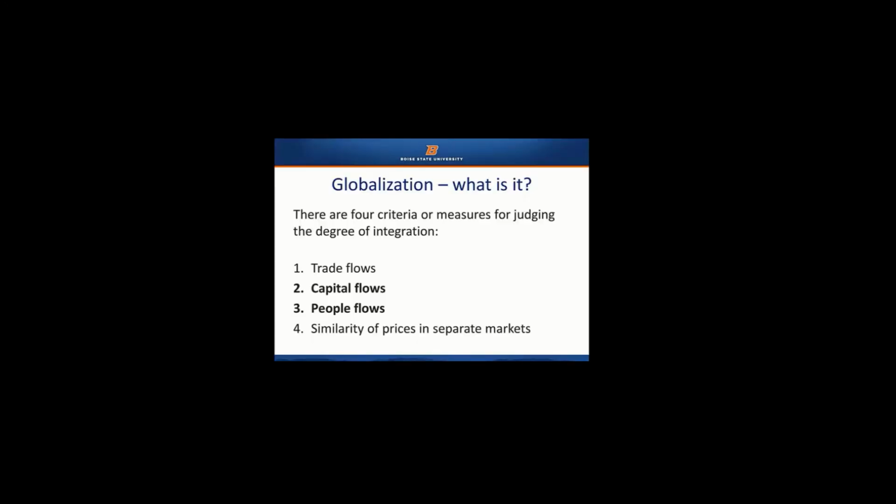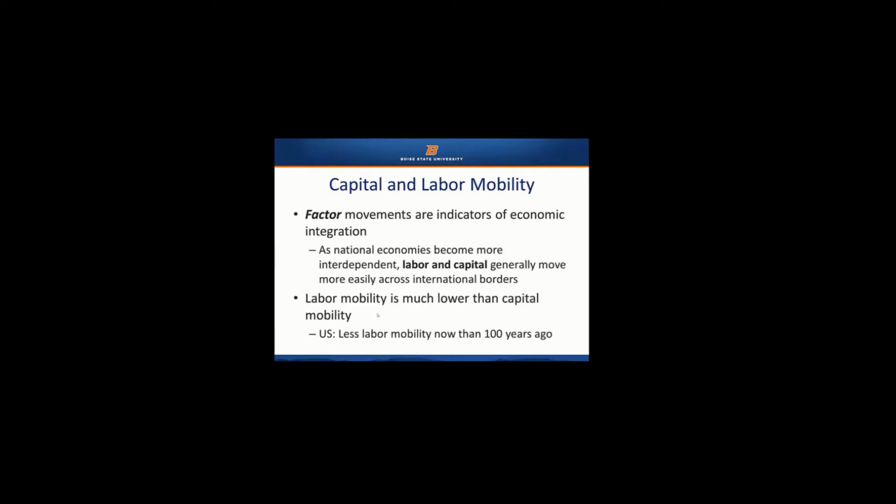And remember where we left off before. We were looking at the criteria for how to ascertain the level of globalization that has occurred. We've talked about trade flows. Now, I briefly want to talk about capital flows and very briefly about the flow of people and labor.